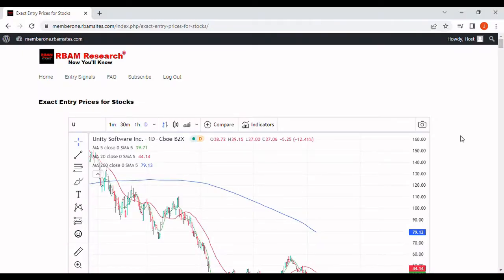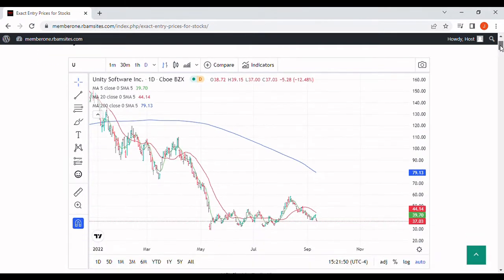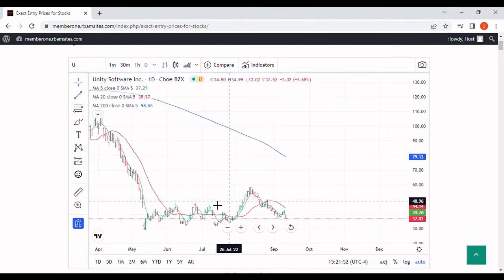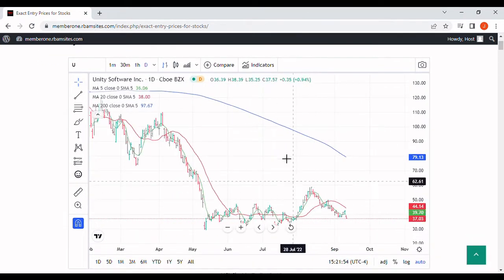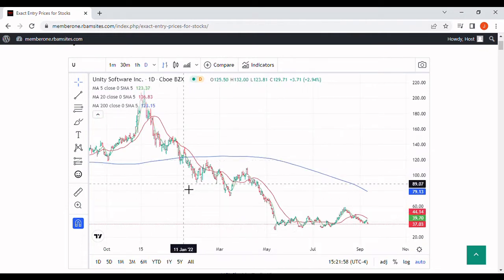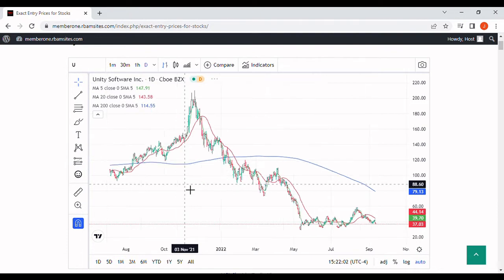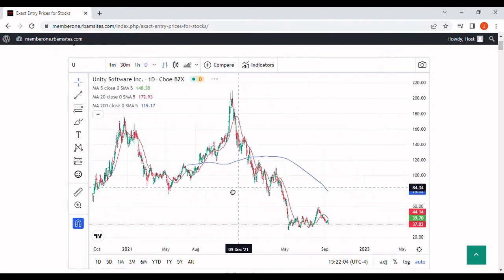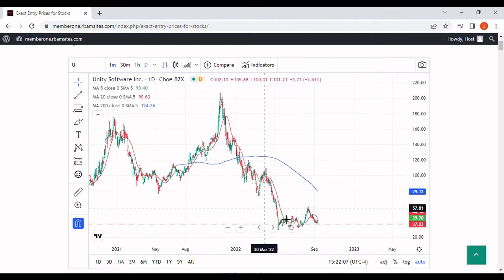We're going to do a brief video on Unity stock. That's Unity Software Inc. And we've got a daily chart on here for you with a 5-day moving average in green, a 20-day moving average in red, and a 200-day moving average in blue. Let's go back and take a look at about mid-January of 2022. We see the stock crossed over the 200-day moving average and formally entered into a bear market.